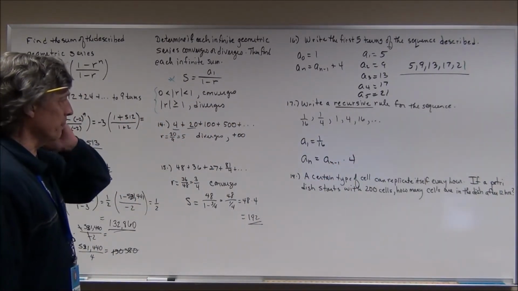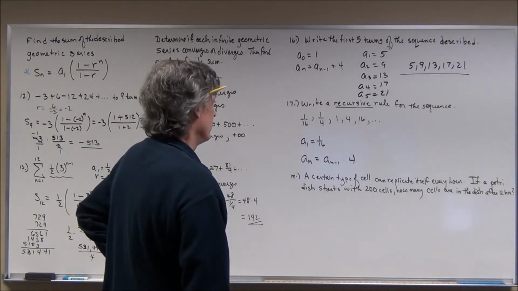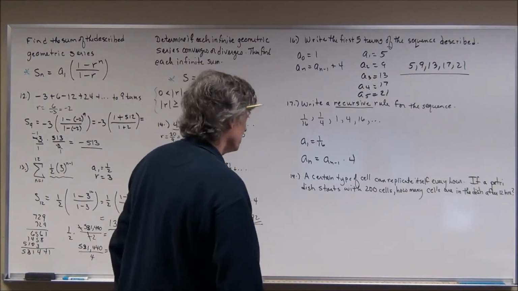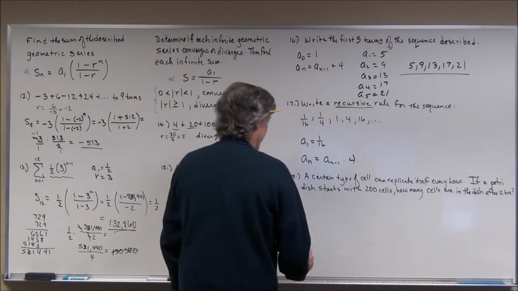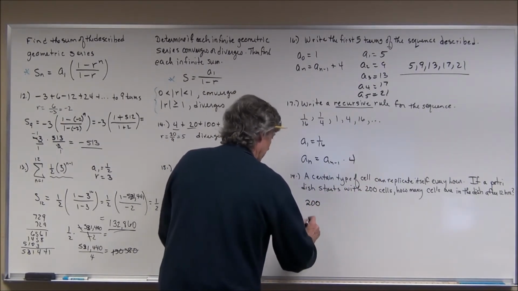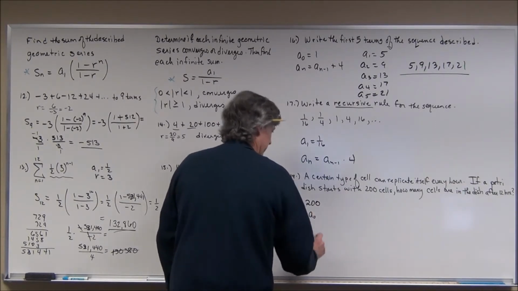A certain type of cell can replicate itself every hour. So that means it doubles. If a petri dish starts with 200 cells, how many cells do you have in 12 hours? So you're starting with 200. This is when t is 0. This is what you're starting with. This is like a sub 0.